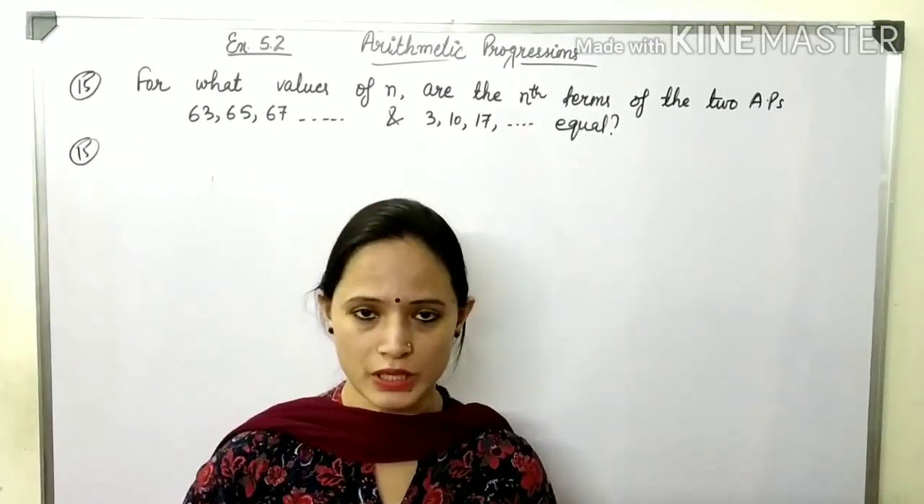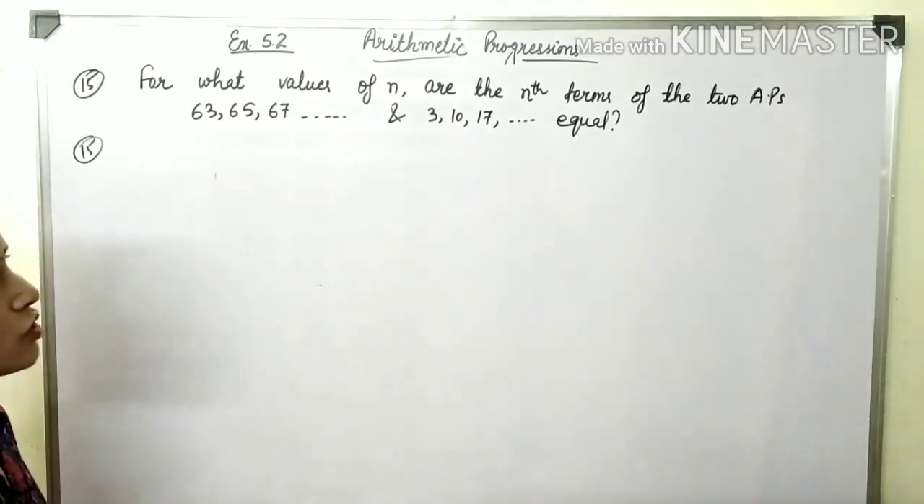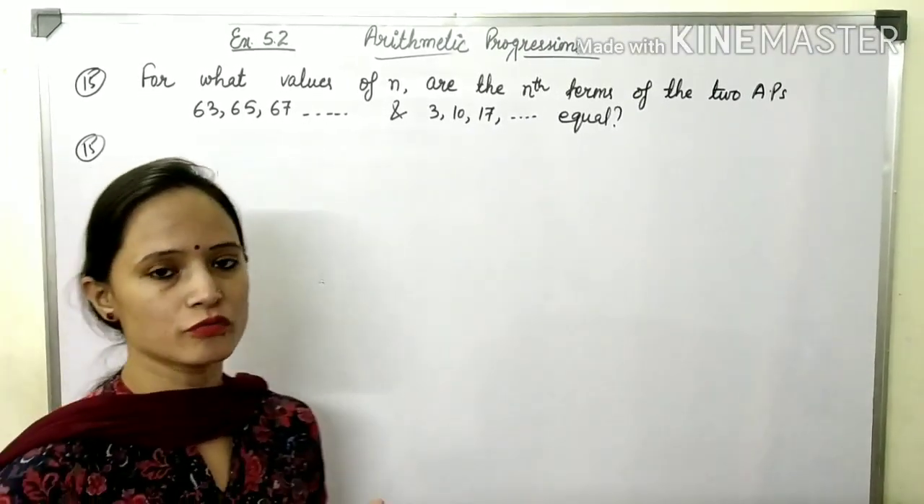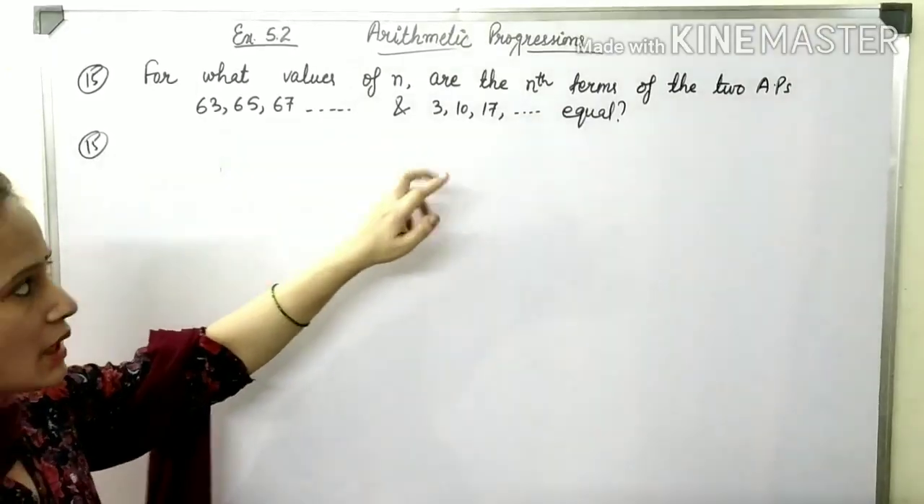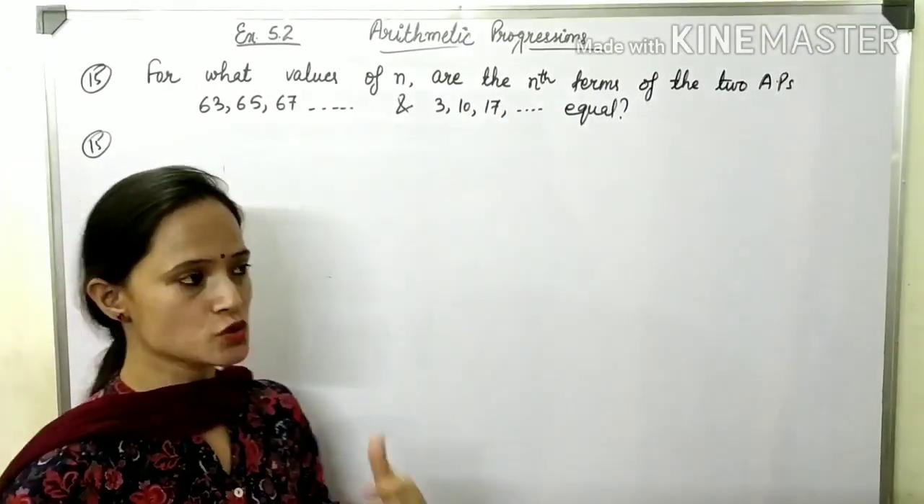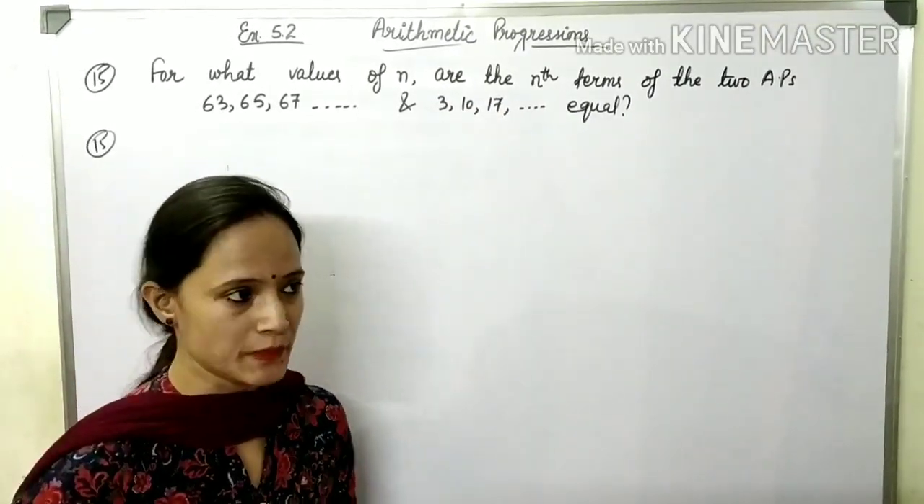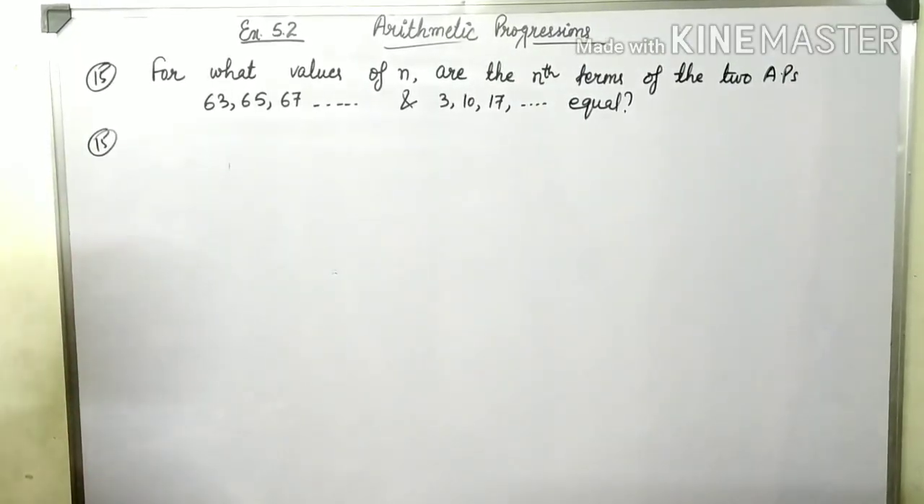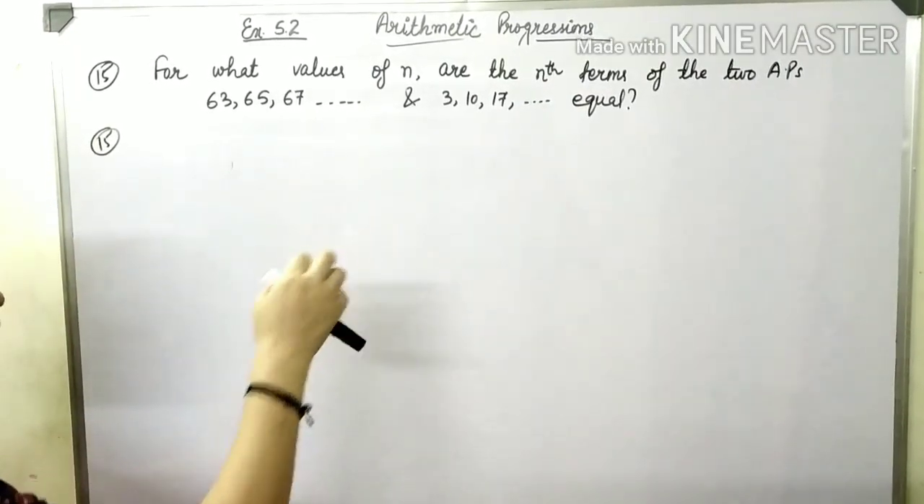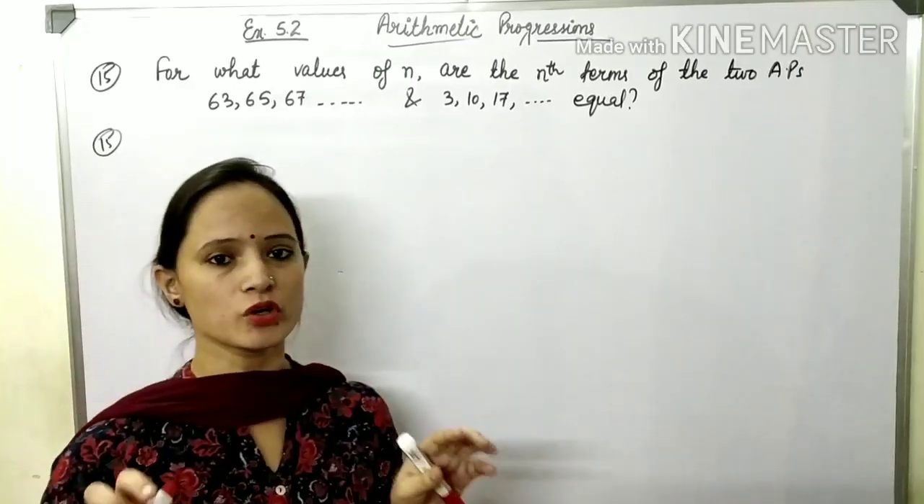Next, question number 15. For what values of n are the nth terms of the two APs equal? The two APs are given and the nth terms are equal, so we have to find the value of n. You can easily do this one because the two APs are given and one condition is given, that the nth terms of the two APs are equal.